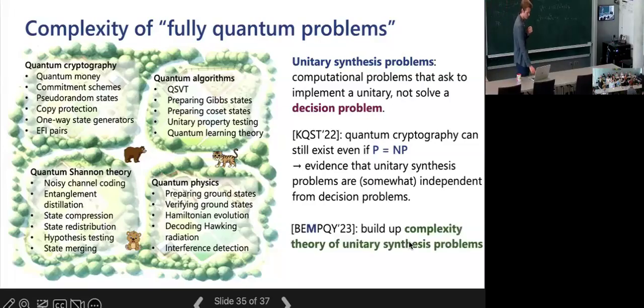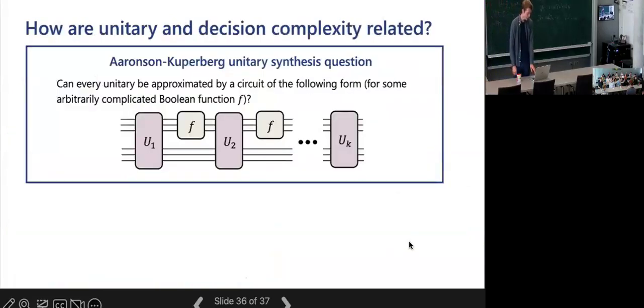Okay, so what we started to do in the last year or two is build out basically an alternative complexity theory of these unitary synthesis problems, to define classes and group them, group reductions, and so on. I'm happy to talk about this more afterwards, but what I want to mention here is, how are unitary and decision complexity really related? And the crispest version of this question is what is known as the Aaronson-Kuperberg unitary synthesis question, which is the following: can every unitary be approximated by a circuit of the following form?